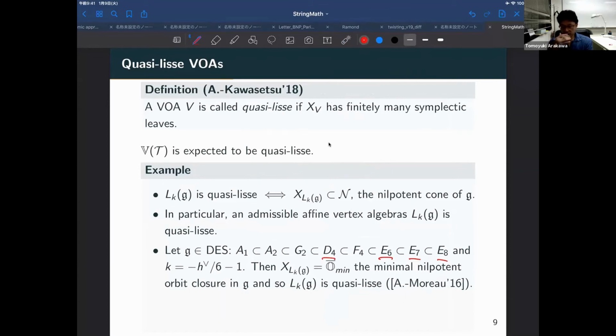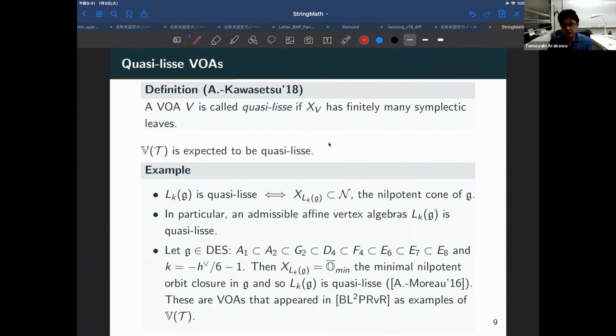And so with Arakawa, we studied this VOA from a different motivation. It turned out this VOA is exactly the VOA that appeared in the paper, examples of vertex operator algebras coming from 4D theory. Although we have to remove this G2 and F4.